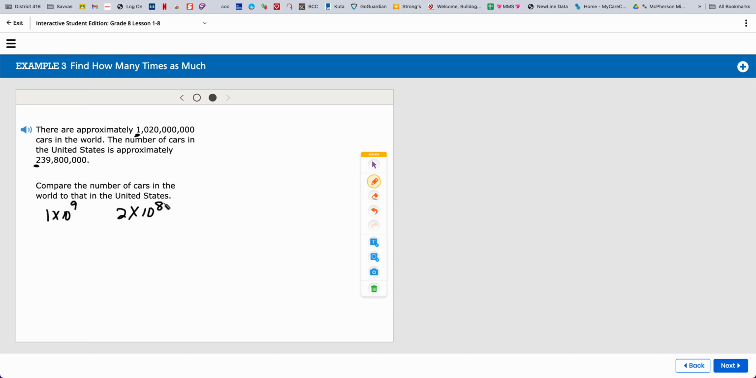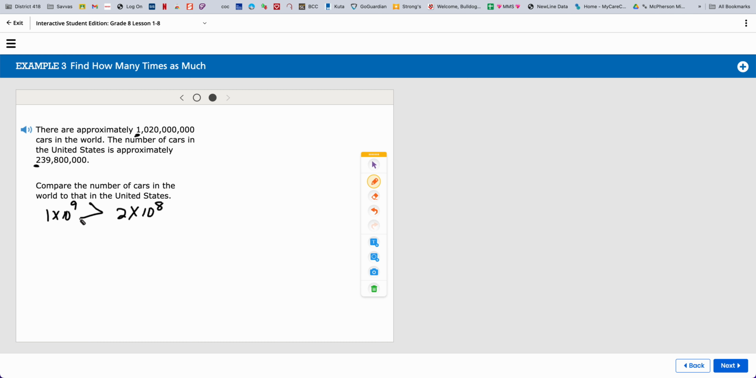So, 1 times 10 to the 9th and 2 times 10 to the 8. Which one's bigger? 1 times 10 to the 9th. 10 to the 9th is bigger than 10 to the 8th. So that one's bigger, even though the 2 is bigger than the 1, that's not what we're looking at. We're looking at the powers of 10. So the 10 to the 9th is bigger than the 10 to the 8th.